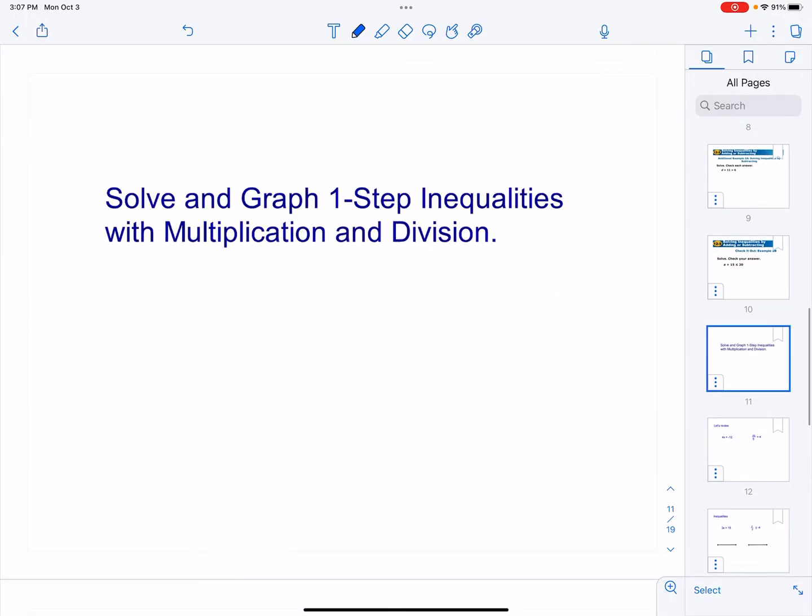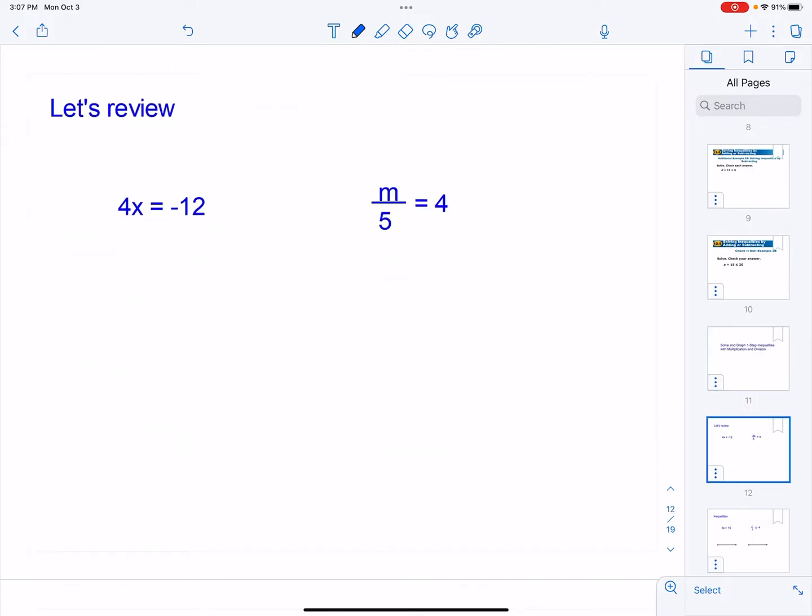Okay, so let me ask you then, what about multiply and divide? Well, let's take a look. If you were solving equations, what would you do to get rid of the multiply by 4? Good, we would divide by 4. If I divide both sides by 4, the 4 divides out to a 1, and we have 1x equals, and -12 divided by 4 gives me -3. So the solution to that equation is x is equal to -3.